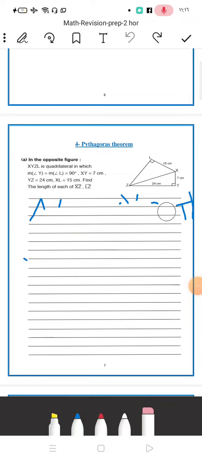Hello, grade 8 again. Today we will make a revision about Pythagoras theorem.